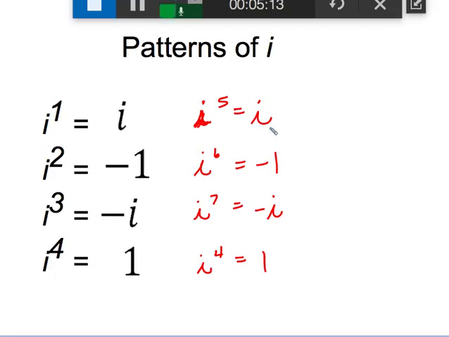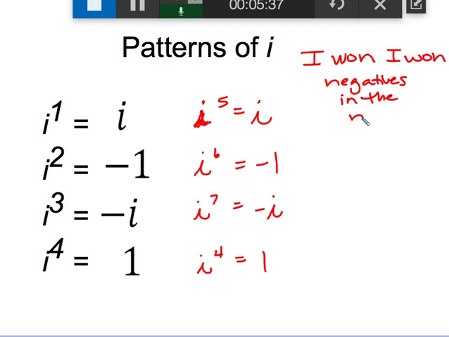And I remember this pattern by just thinking to myself, remember when you were younger and you would tease someone if you'd won a game or something like that. You would say, I won, I won. But instead of thinking of it as won, think of it as the number 1. So i, won, negatives in the middle. That's how I remember that little pattern.